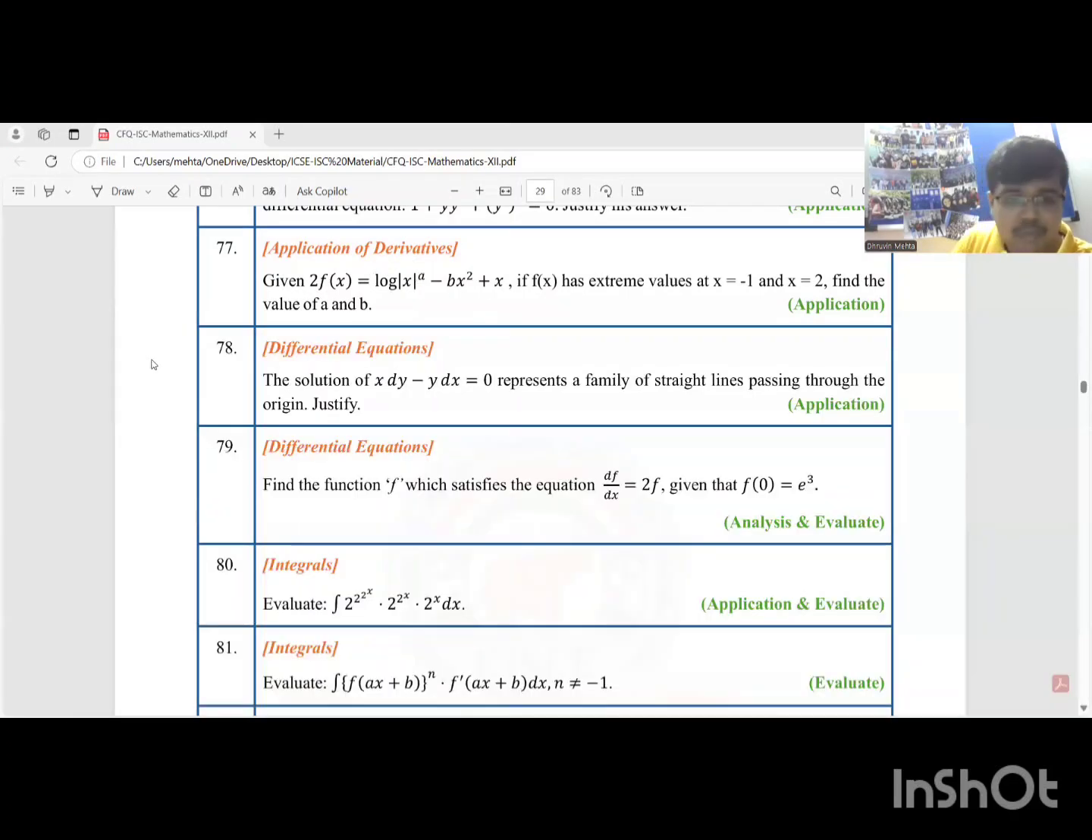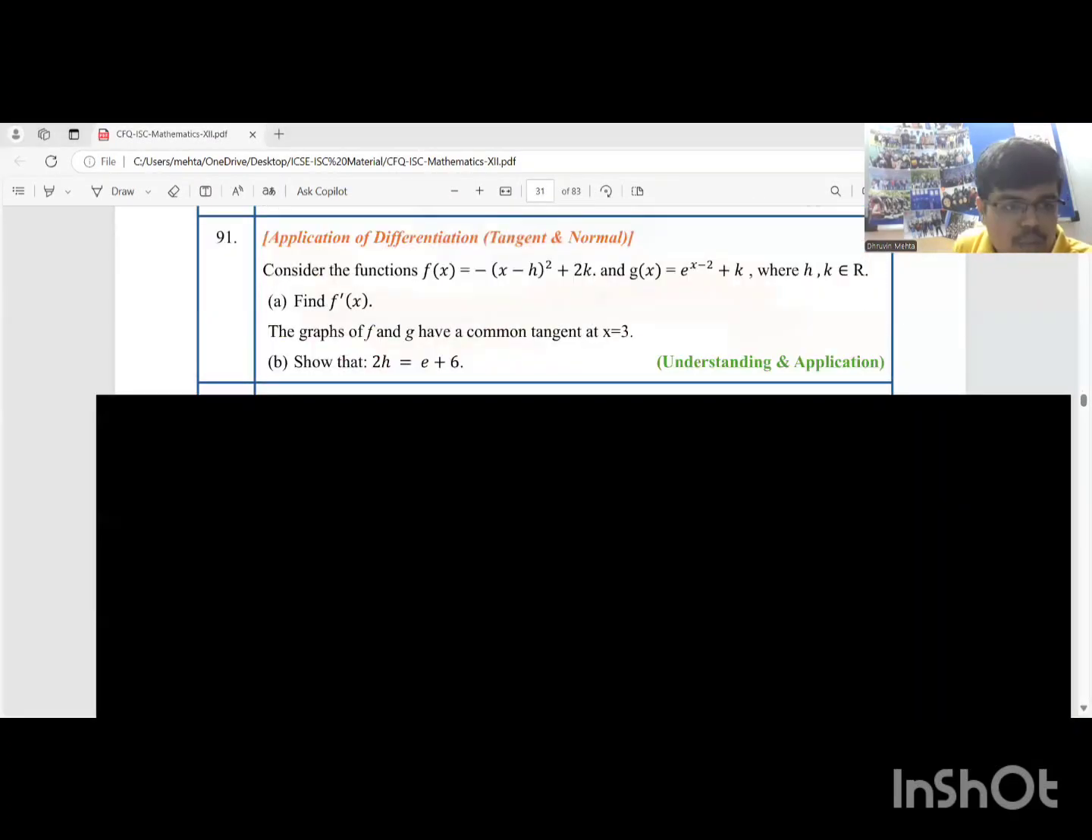Next, after 77, we have question 91. In question 91, students, the function f of x is given, g of x is given. You have to find f dash x. We'll take the derivative. F dash x is equal to -2 into x minus h. Derivative of 2k will be 0.